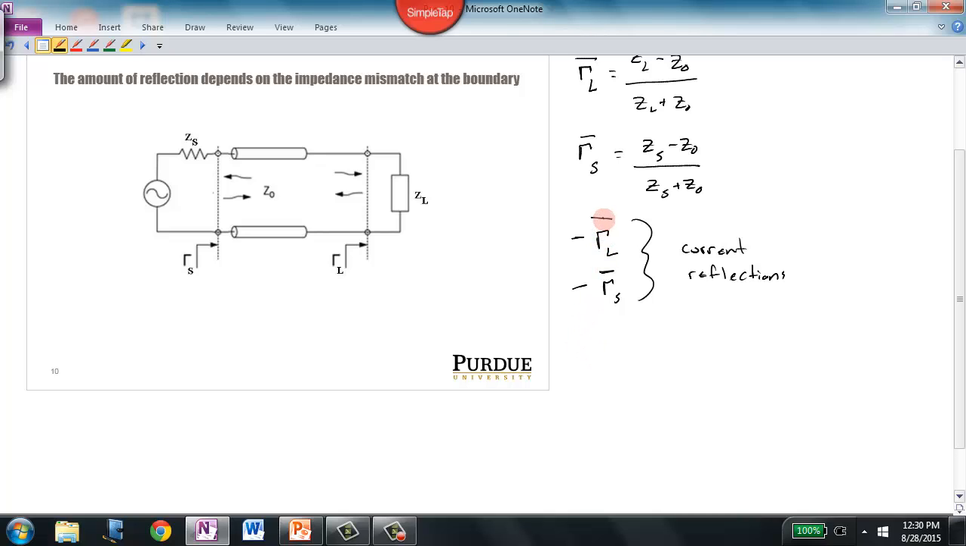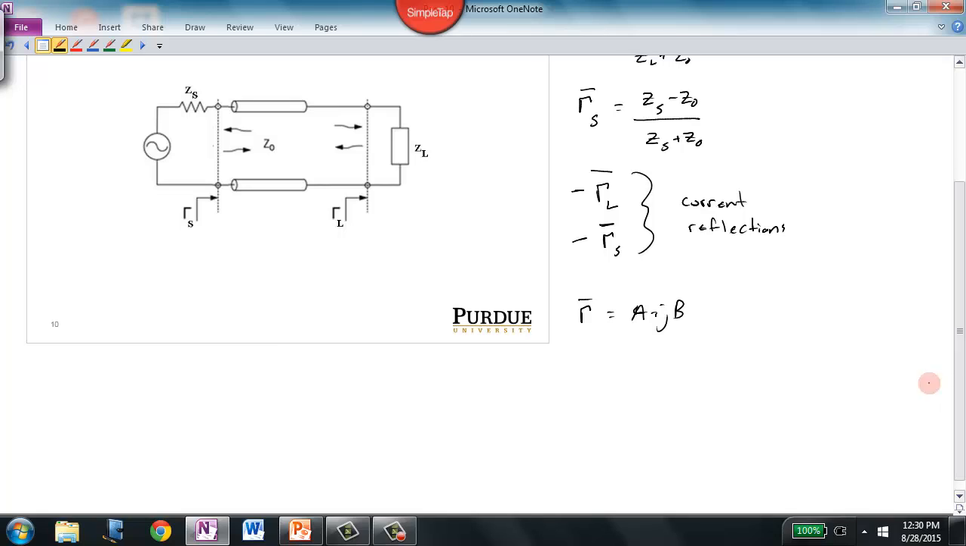So although gamma is technically of the form A plus jB, or real plus j imaginary, and therefore should be noted as a vector, a lot of times that's dropped off and we just write it as gamma.